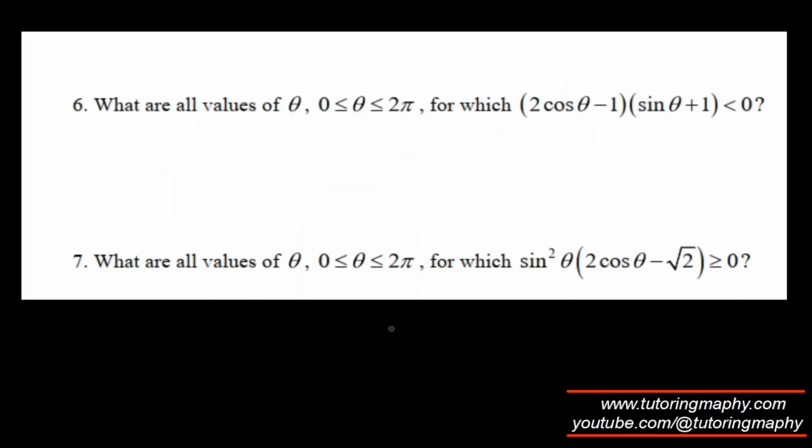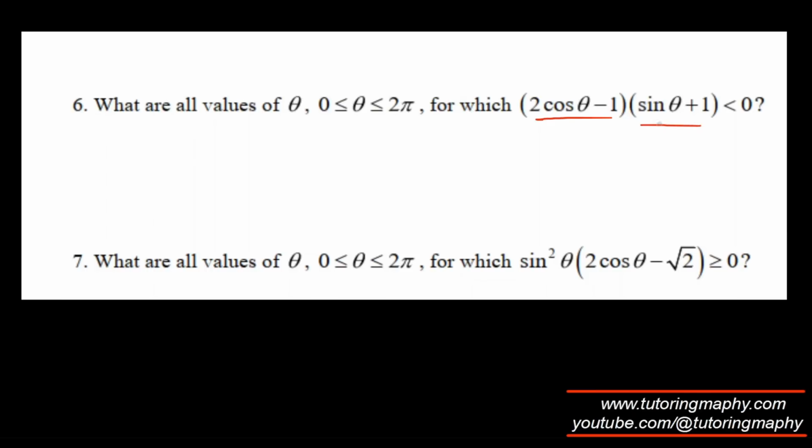Next one. Okay, this is a slightly different variety where we are given the product of two expressions, and later on we have again some interesting questions. So let's try question number 6 first.